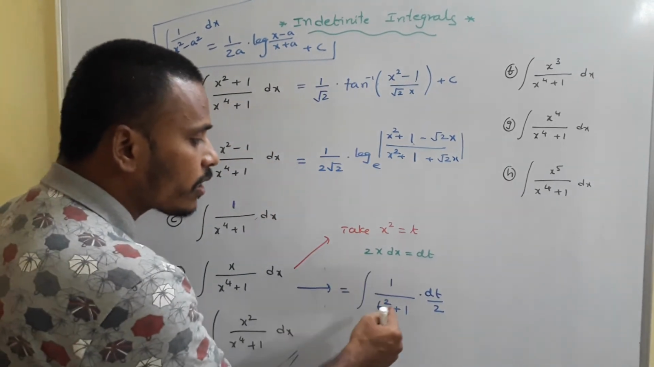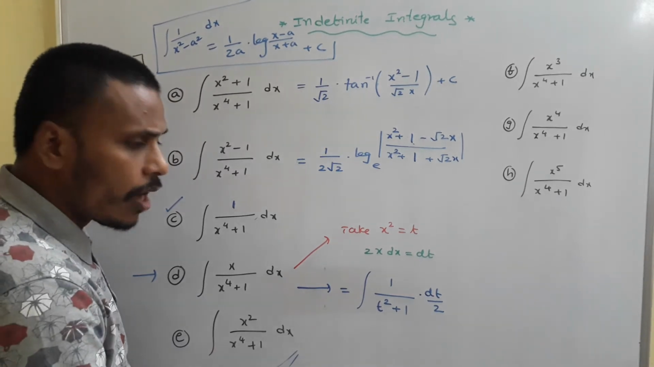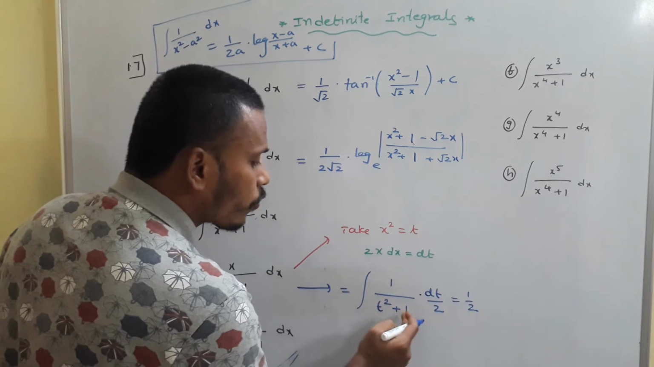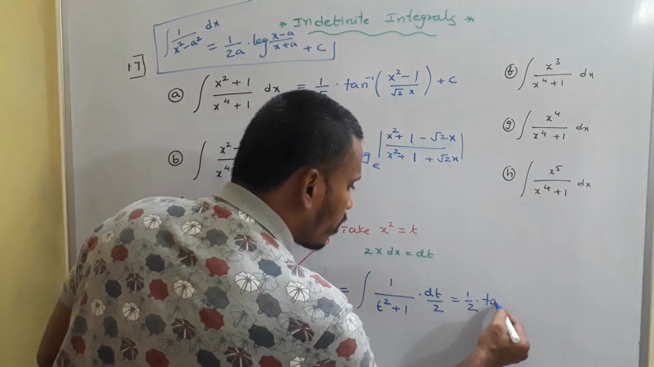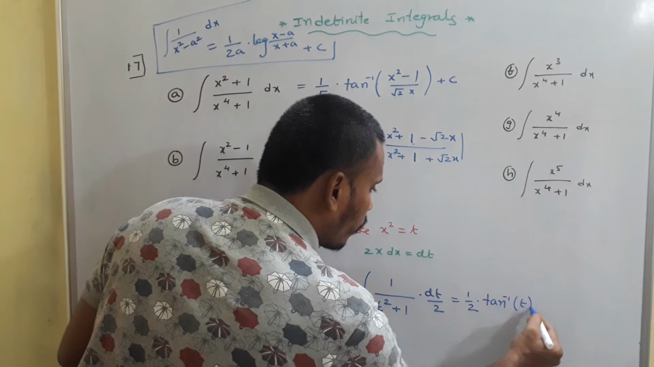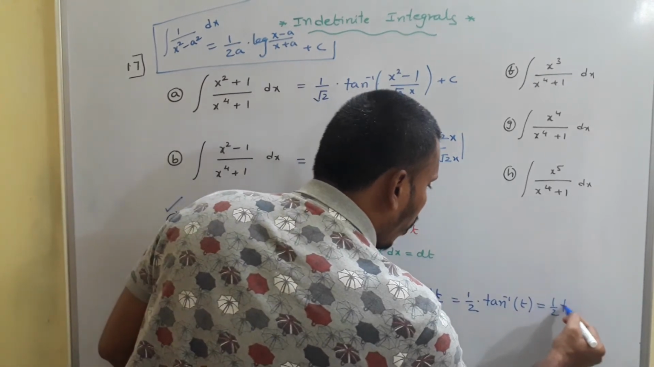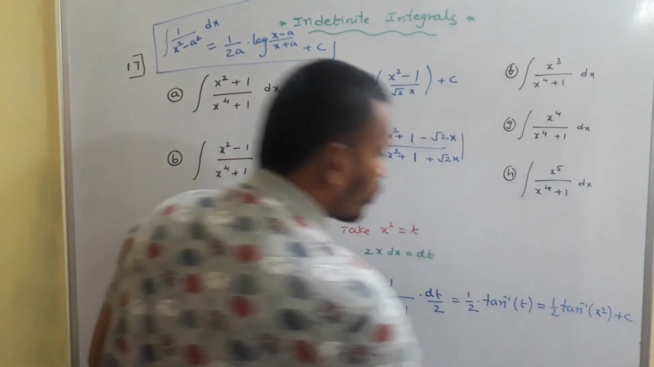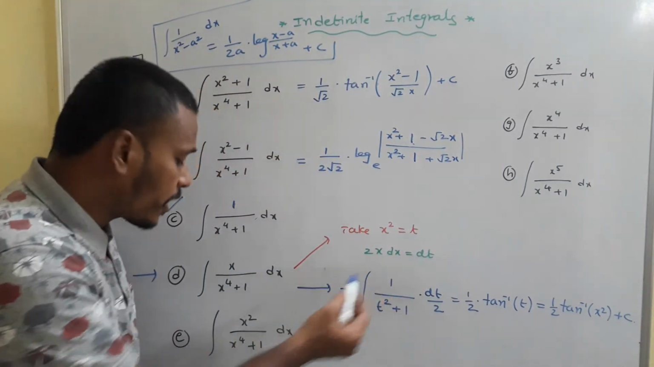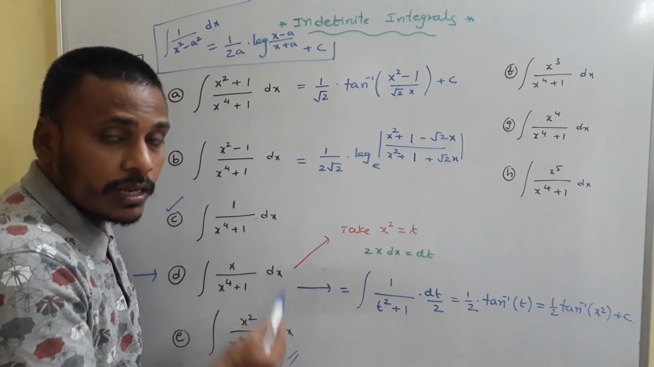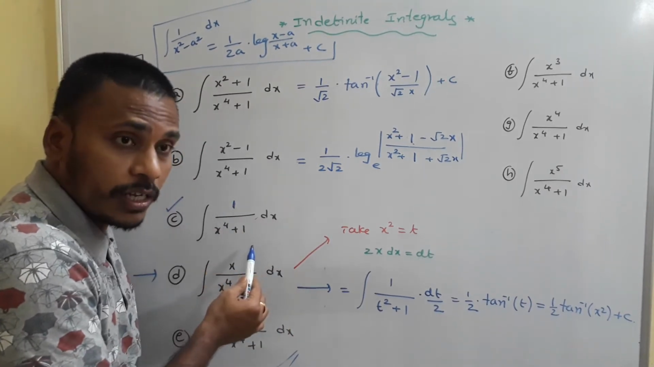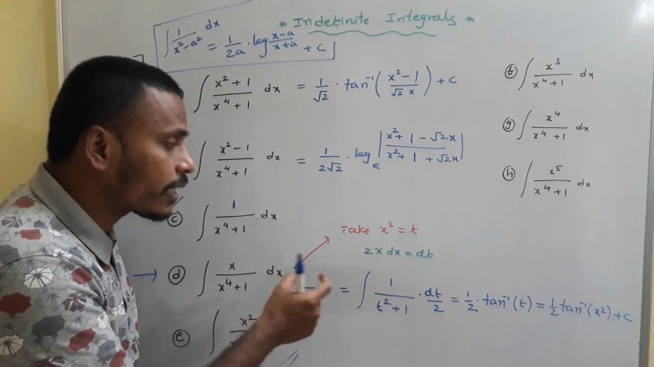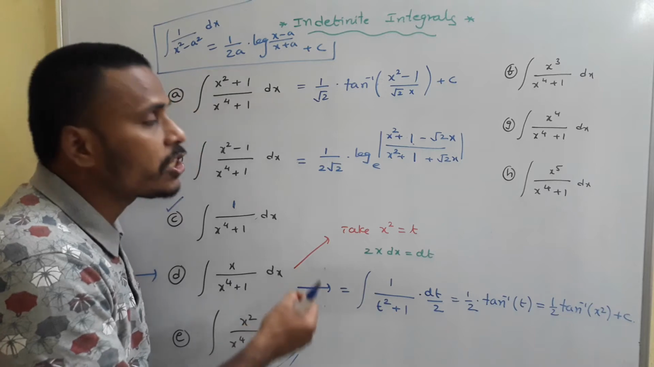So integral 1 by t square plus 1 into dt by 2. Now you write this 1 by 2 as a constant outside, and 1 by t square plus 1 dt is tan inverse t, so half tan inverse t, and that is equal to half tan inverse of x square plus c. So this way is acceptable for x by x power 4 plus 1 dx, not for 1 by x power 4 plus 1 dx and not for x square by x power 4 plus 1 dx. You need to maintain that clarity with you. Then it is easy to answer the questions.